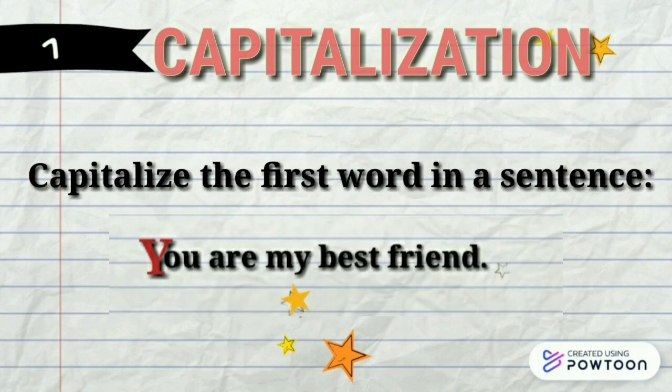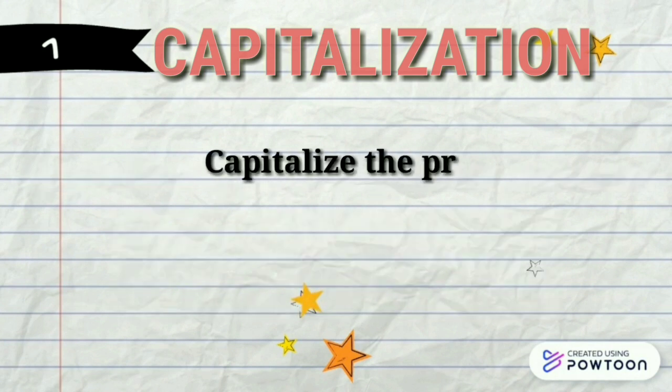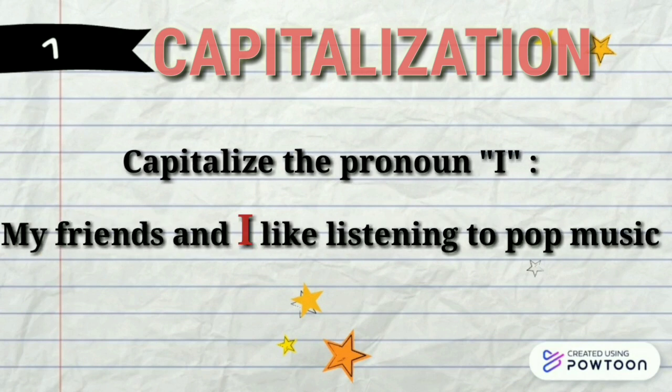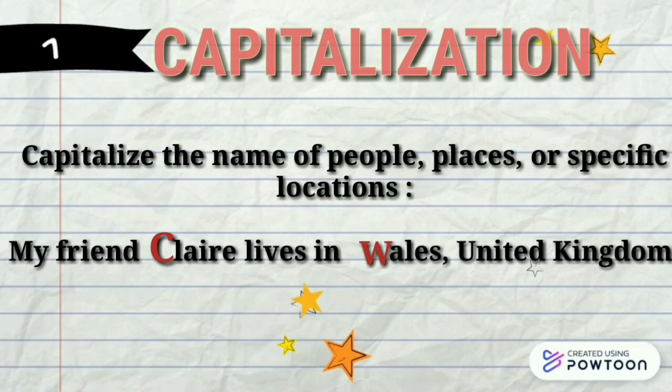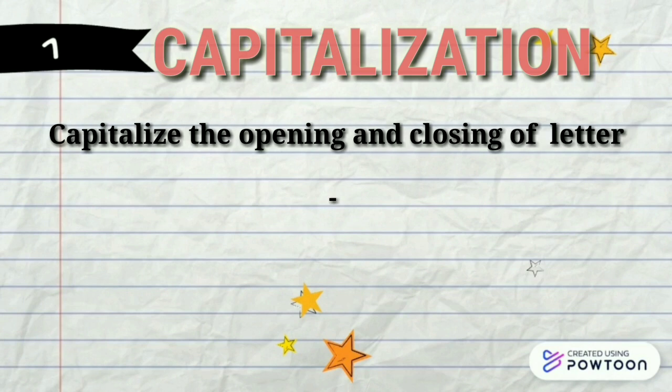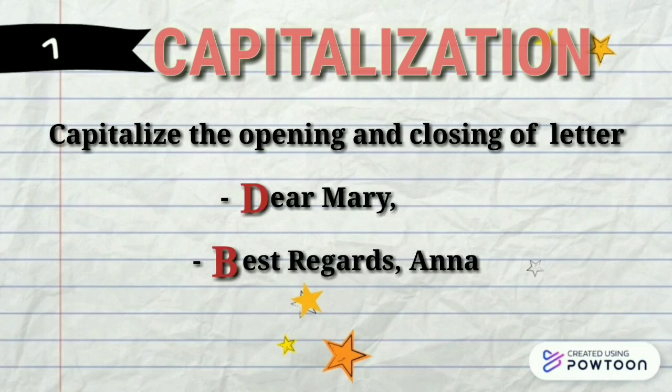Capitalize the first word in a sentence. You are my best friend. The first word in the sentence is "you," so we will capitalize the letter Y. The next rule is to capitalize the pronoun I. My friends and I like listening to pop music. The pronoun I is always a capital letter. The next is to capitalize the names of people, places, or specific locations. And the last is to capitalize the opening and closing of a letter.